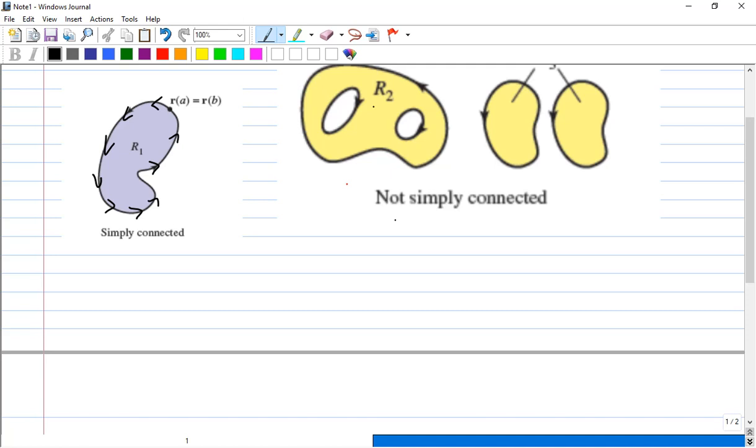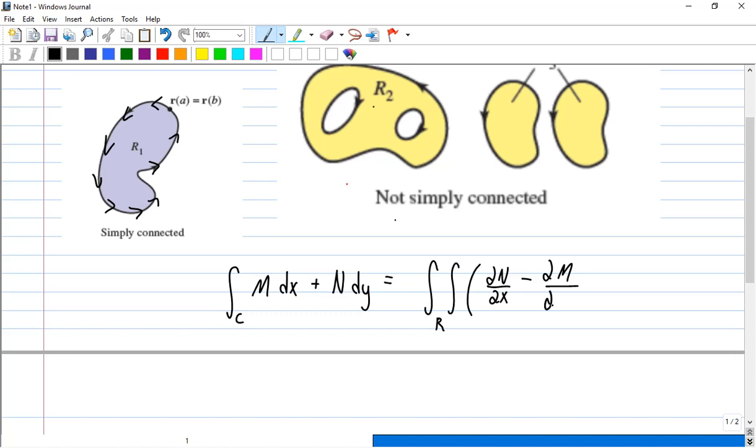If M and N have first partial derivatives in an open region containing R, then the line integral of M dx plus N dy is equal to the double integral over the region of the partial derivative of N with respect to x minus the partial derivative of M with respect to y, dA.